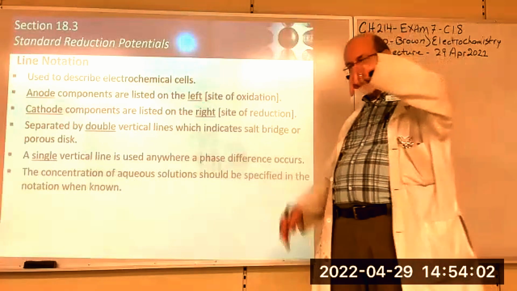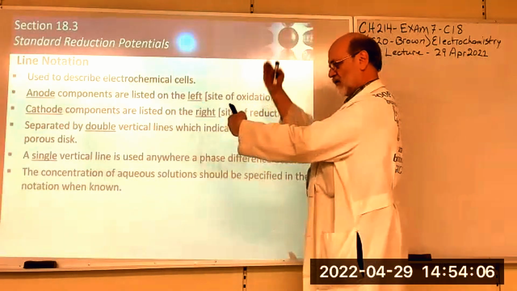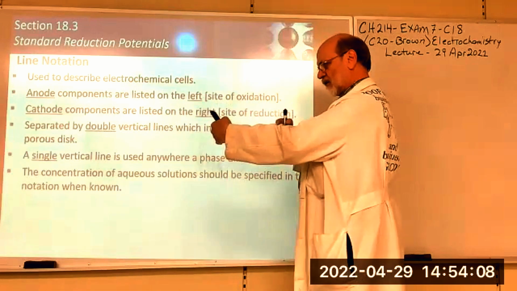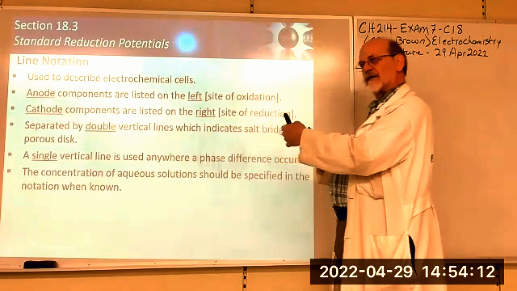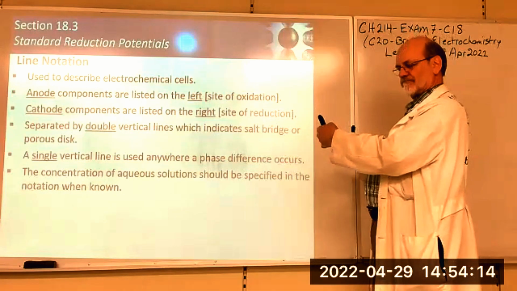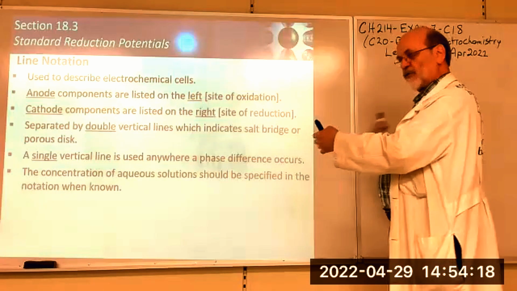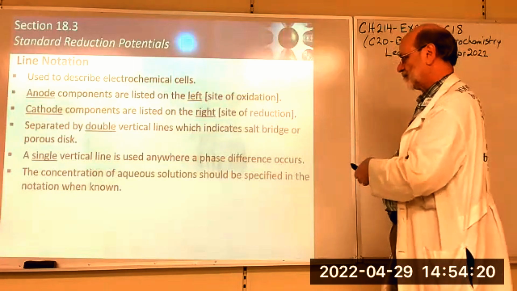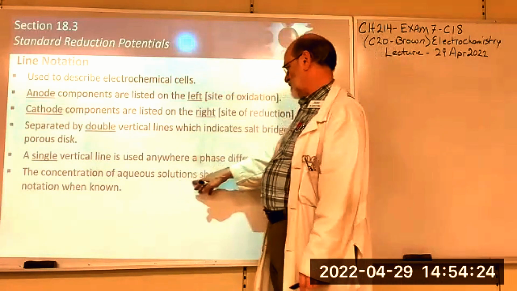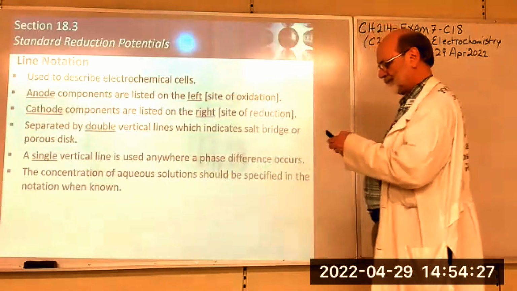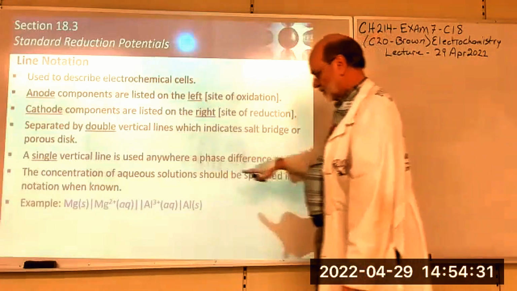So if we have a solid electrode in a liquid, then we'll put the solid here, then we'll put a vertical line, and then we'll put the liquid components here, then a double line for the bar for the salt bridge, and then we'll put the rest of it for the cathode. It's also a good idea to put the concentrations, if you know them, for the solutions. So here's an example.